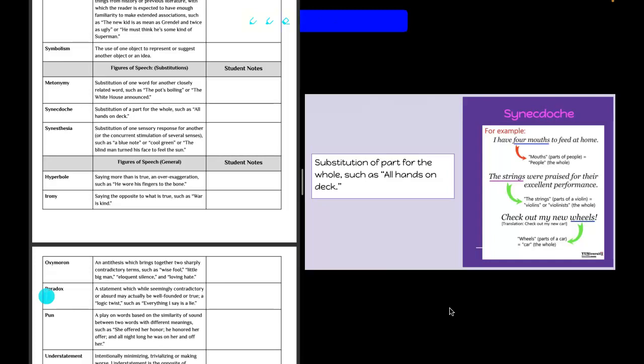Synecdoche is substitution of part for the whole, such as all hands on deck. For example, I have 4 mouths to feed at home. Mouths is the parts of people, and people is the whole. So if you say I have 4 mouths to feed at home, it's an example of synecdoche.